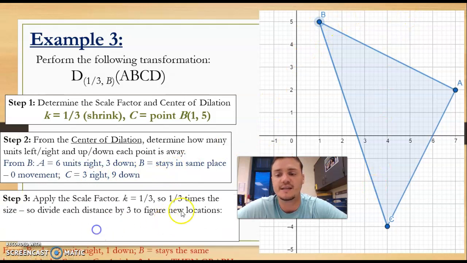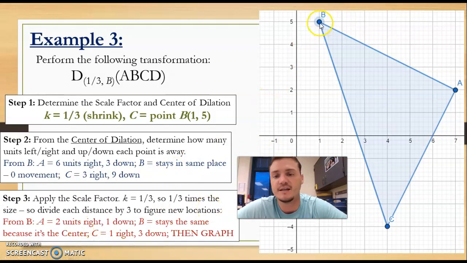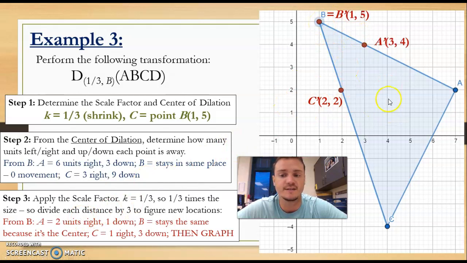And then we just apply the scale factor. Since B is the center of dilation, it actually just stays right where it's at. So B is going to be the same as B prime. For A, if it started off 6 units to the right and 3 down, we're just going to divide it by 3, because that's what multiplying by 1/3 is doing. So 6 units right divided by 3 is 2 units right. 3 units down divided by 3 is 1 unit down. So A prime is 2 units right, 1 unit down.